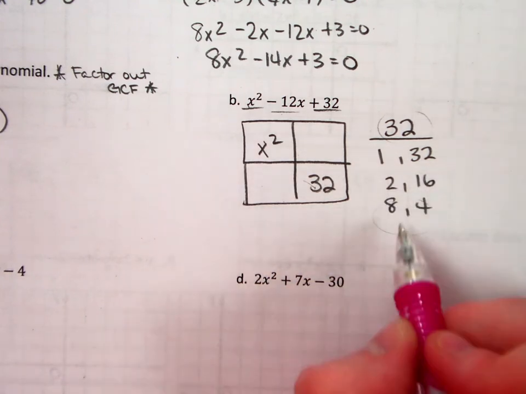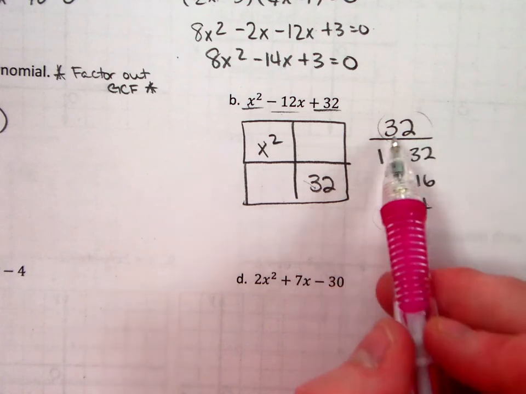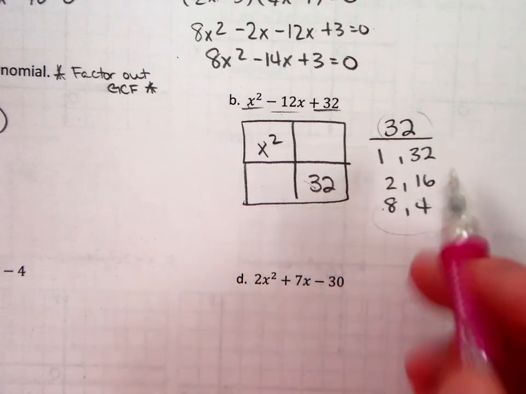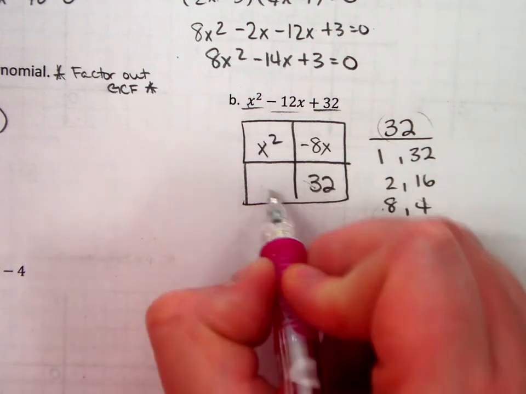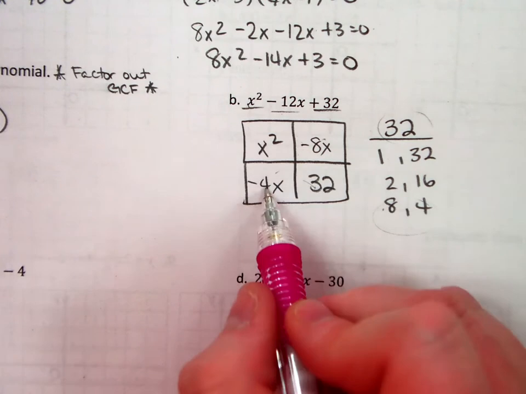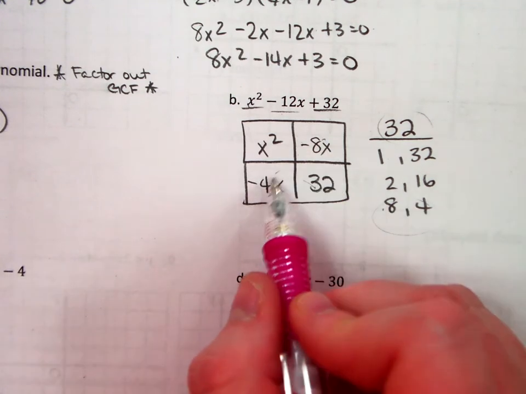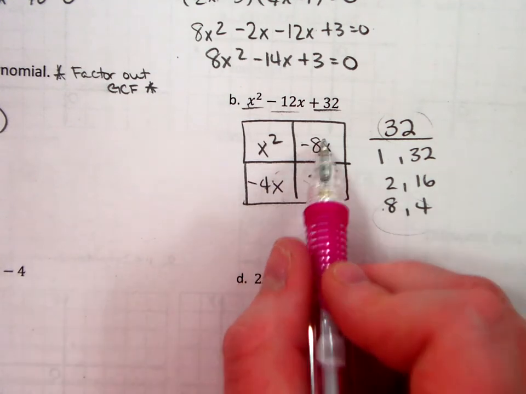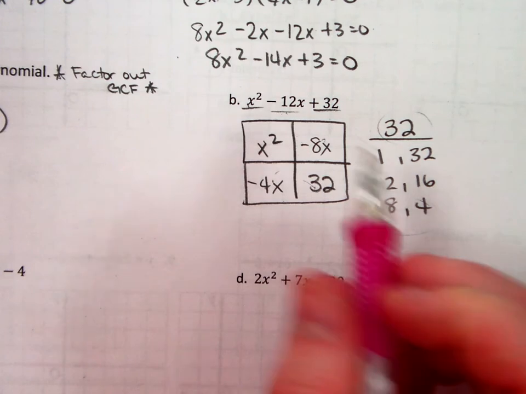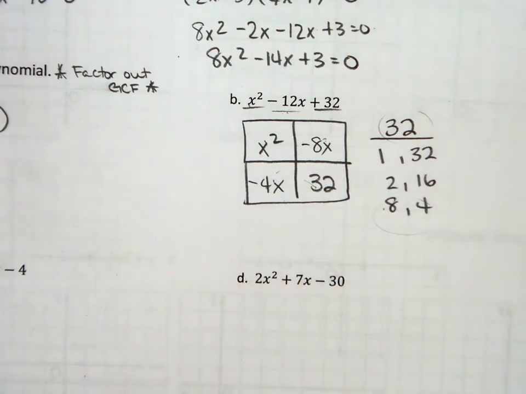That one works. Since this is a product that's positive, these both have to be negative, so I'm going to put negative 8x, negative 4x. Doesn't matter, because wherever you put these, negative 4, negative 8, if you switch them, they still add up to be a negative 12. Now I'm going to factor out by grouping, essentially.